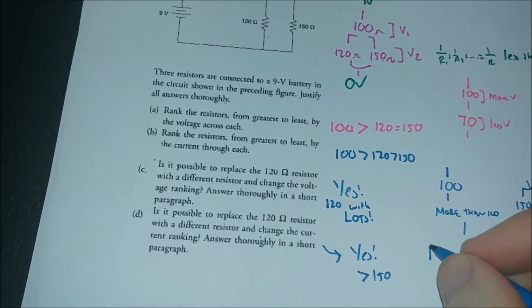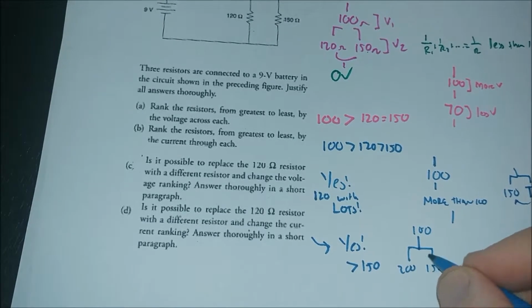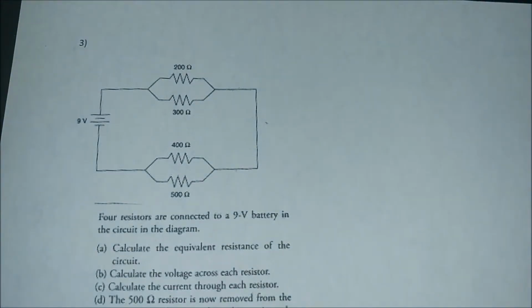Is it possible to change their current flows? Yeah, totally. I can't change that the 100's got it all, but I can change that the 150 has the least. For example, if I replace it with 200, the 200 is going to have less than the 150.